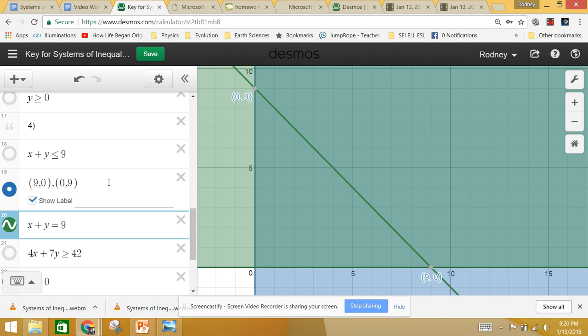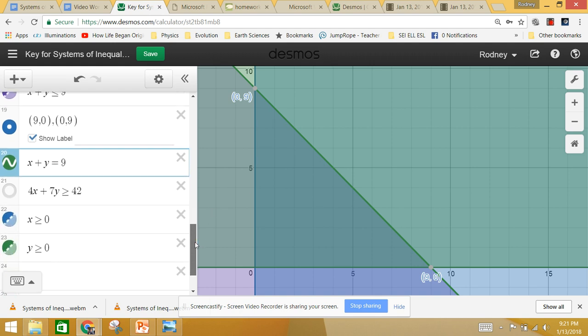And now we care about which side is going to be shaded. So our usual test point is 0, 0. I plug that into our inequality. 0 plus 0 is less than 9. So 0, 0 got invited to the party. We'll shade this side of the line, which is solid because it's more equal to. Then I have this triangle area that is a solution to 3 parts of my 4 inequality system.